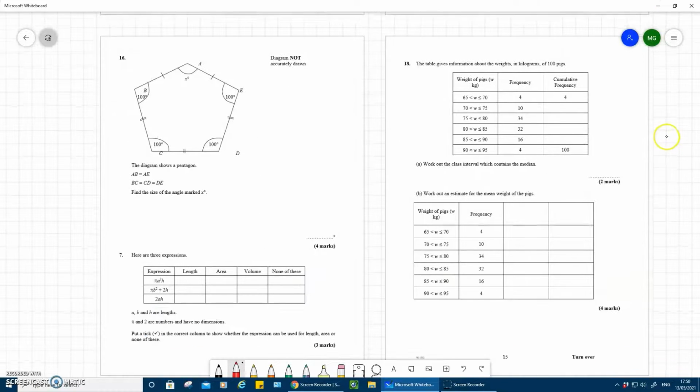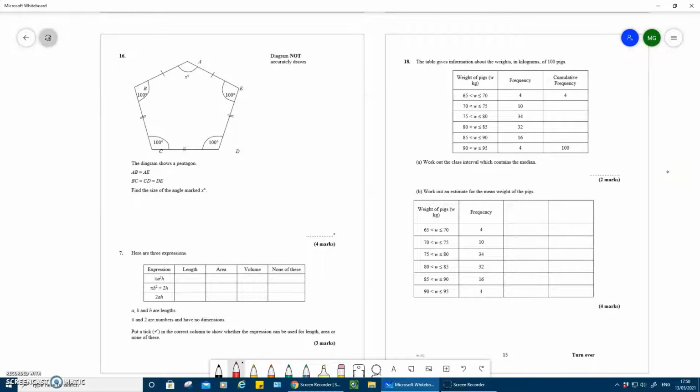Okay, question 16. Angles in a pentagon. If you think angles in a triangle is 180, angles in a 4-sided shape is 360, and they just go up in 180s. So a 5-sided shape is going to be 540. The way you could see that, if you had a pentagon, you can think of it as being 3 triangles. 3 times 180 is 540. So I've got 100, 200, 300, 400, so this must be 140 degrees.